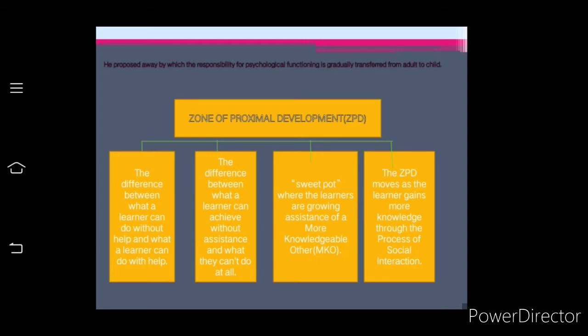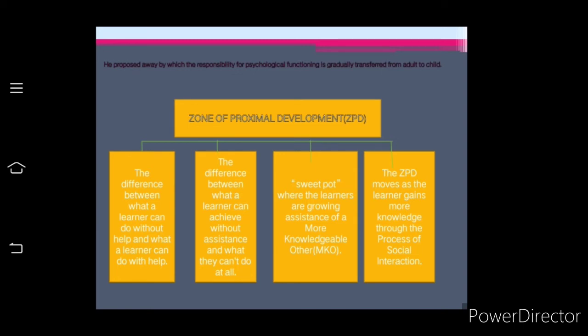So this tackles how wide the capacity of a learner is to do those things, or to accumulate knowledge on his own, and what his capacities are. The third is where the learner grows with the help of more knowledgeable others, like a mother, sister, brother, and teacher. So it tackles how the learner grows with the guidance of others.